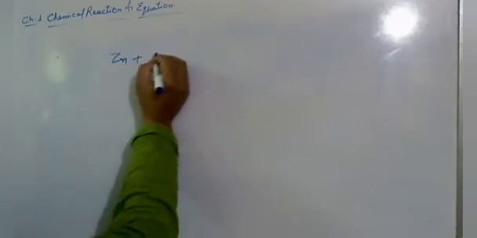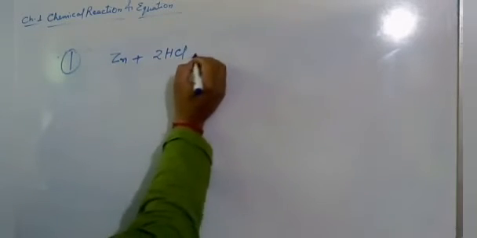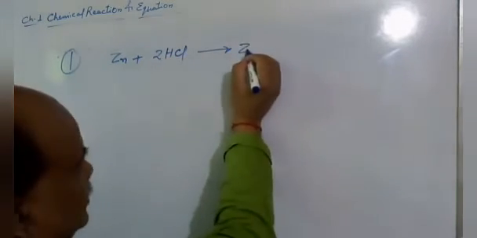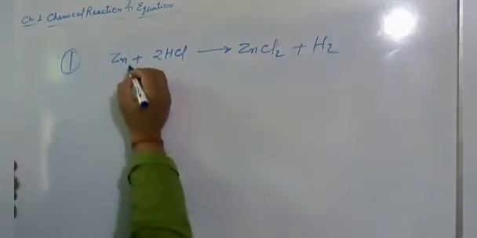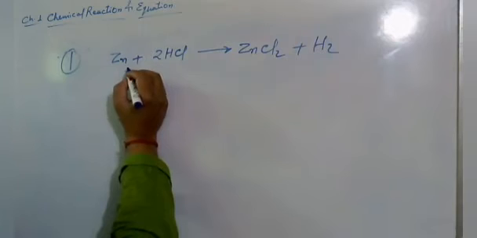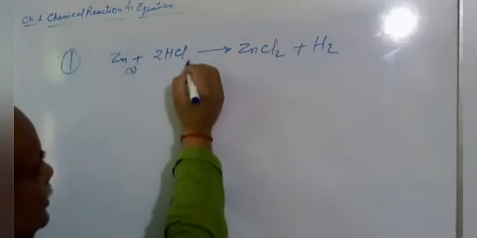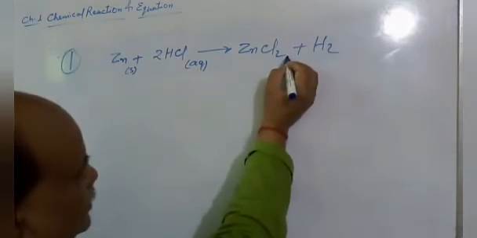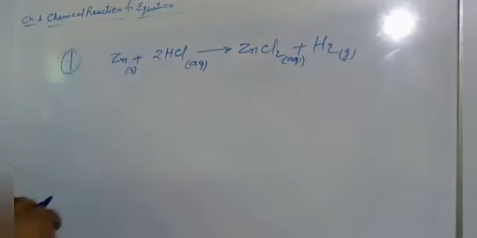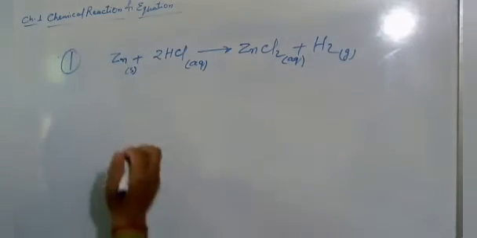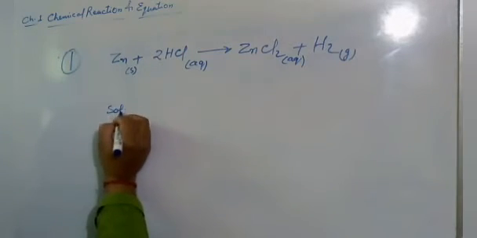First example, Zn plus 2HCl gives ZnCl2 plus H2. Zn, zinc, is present in this equation in solid state. So solid, 2HCl aqueous, ZnCl2 aqueous, and hydrogen in gaseous form. There are 4 states. Generally we can say solid.